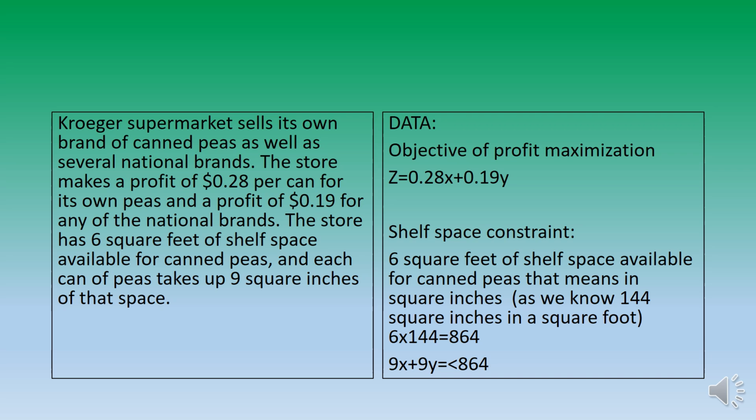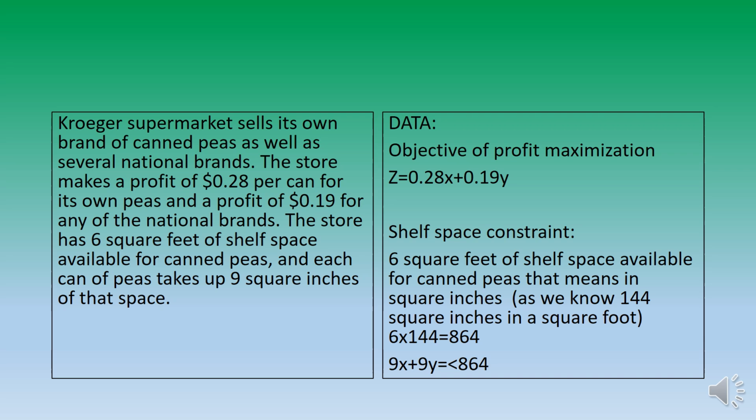Kroger supermarket sells its own brand, also called the private label, of canned peas as well as several national brands. As you might have witnessed, the store makes a profit of $0.28 per can for its own peas and a profit of $0.19 for selling national brands. So what does it show? It shows the profit details are there.